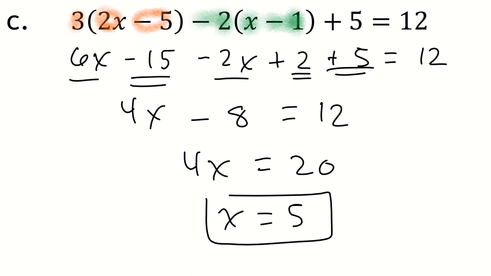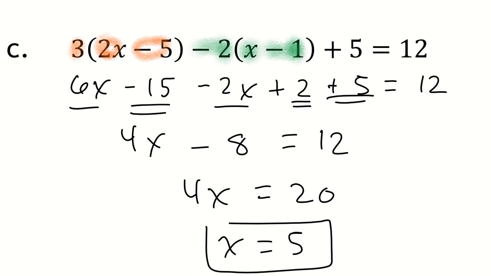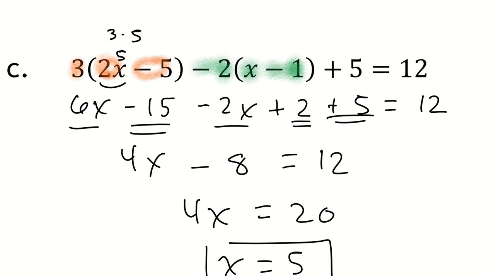Again, it's super nice to plug that value in and verify that it is indeed a solution. If I put a 5 in here for x, this is going to become 2 times 5, which is 10. 10 minus 5, which will be 5. 5 times 3 will make this part 15. So I have the number 15. And then over here, when I put in 5, this is going to become 5 minus 1, which is 4. So this is going to become a negative 2 times 4, which is negative 8. And then you can see then there's a plus 5.